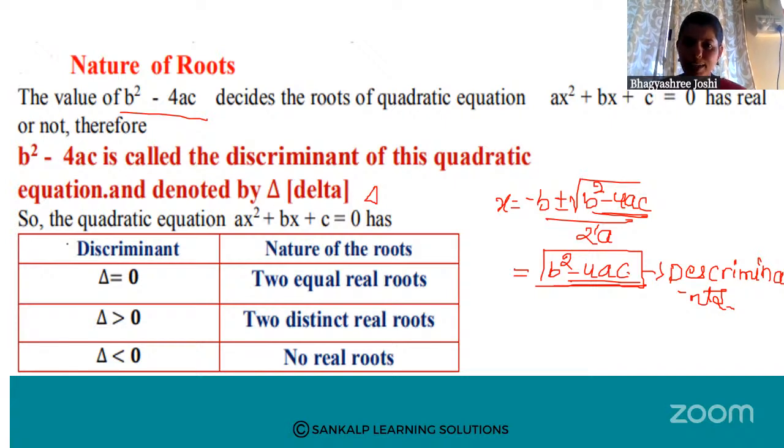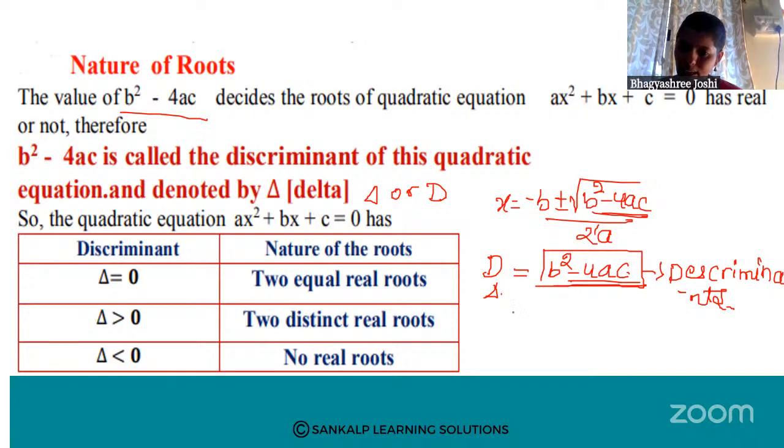So for the quadratic equation ax square plus bx plus c equal to 0, this discriminant can be denoted by the letter delta or D. Remember, not only delta, capital D is also used to denote the discriminant. D or delta is equal to b square minus 4ac.